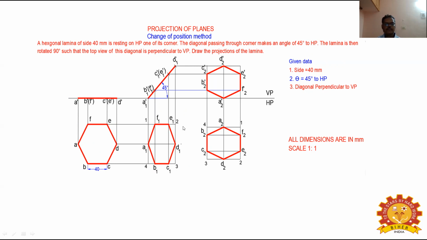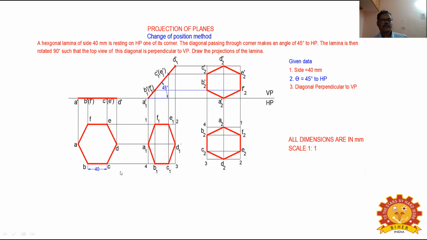Okay. See here, from which step you have to start? Here, you can see the conditions given. Here, this AD is the diagonal. AD diagonal is perpendicular to VP. So AD diagonal is perpendicular to VP. Okay. Therefore, in the initial step, you have to draw a hexagon which is resting on a corner point.